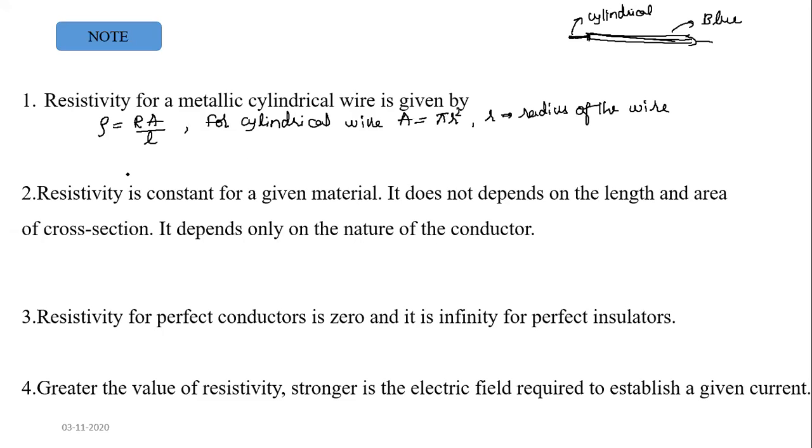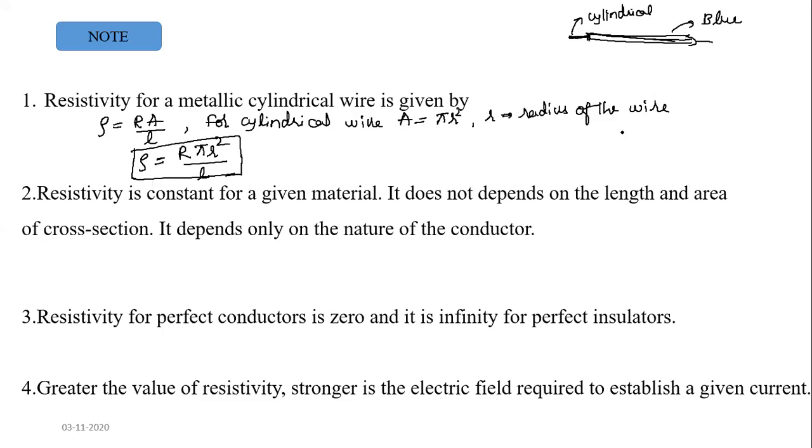Next, substitute. Substituting, you get rho is equal to R into pi r square divided by L. So this is the expression for the resistivity of a cylindrical wire. In the practical, you are going to use this equation. There they will ask you how you got this equation, so then you have to answer this.